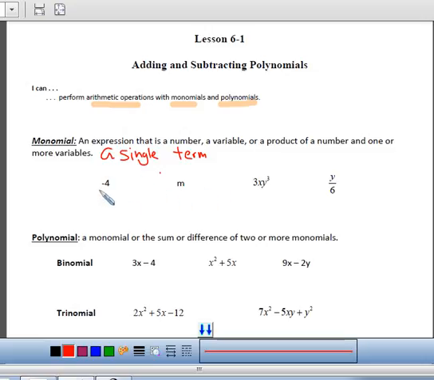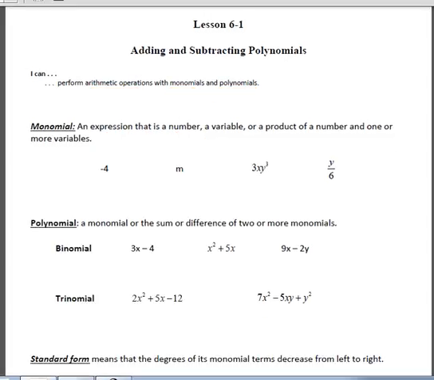So if you look, -4 is a monomial, m is a monomial, 3xy to the third power is a monomial, y over 6 is a monomial. Now, you might be saying, well, this one here has more than one thing in it. Yes, but the key is, and you'll probably understand a monomial better when we talk about a polynomial, that it's okay if they're pushed together because they're being multiplied. But the minute you add or subtract, then you're creating more terms, and it's no longer a monomial. So let's move on down.